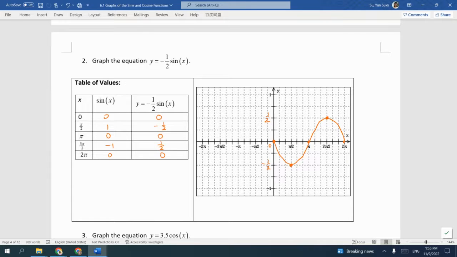What transformations do we have? What does the negative do? Yeah, it reflects over the x-axis. And how about the 1/2? We have a vertical stretch, or you can say compress. It's actually a compress. Okay. In the exam, it depends on the problem. If the problem doesn't ask you what transformation they're doing, then you don't write that.